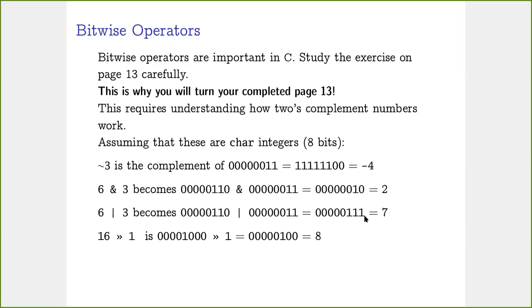Okay, we have shift operators. 16 shifted to the right 1 place. Here's 16. There's the 1's place, 2's place, 4's place, 8's place. Well, actually, it should have been 1 over here, in the 16's place, and this is 4, so this is miswritten, but this should be, let's redo this.